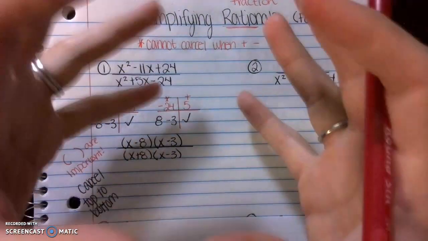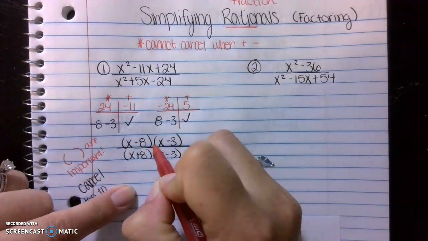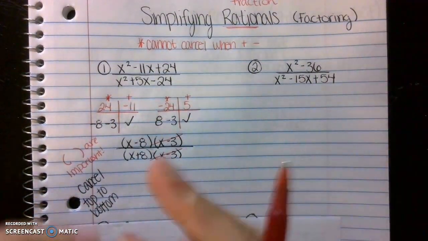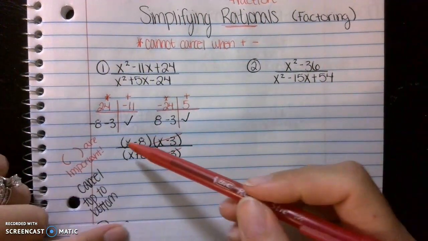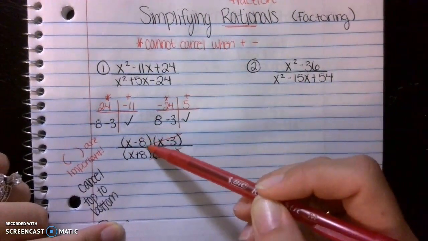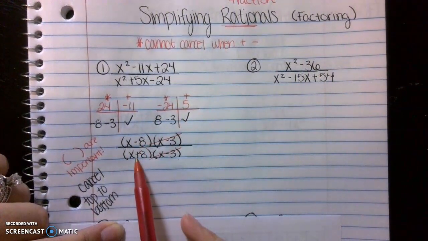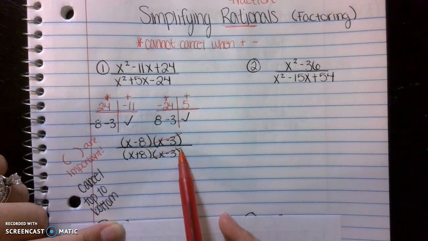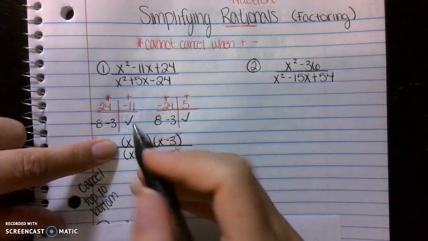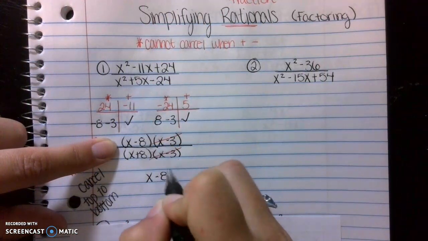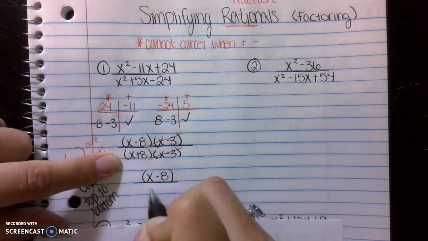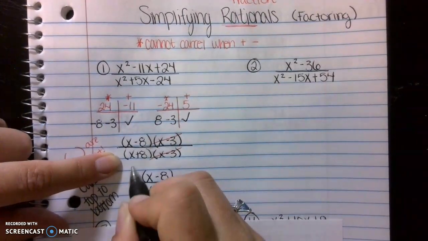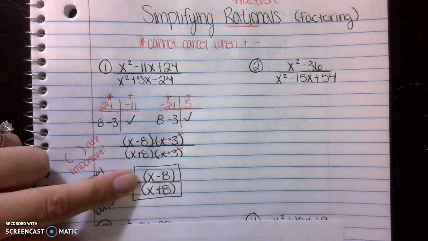So as a whole group, this is staying all together, x minus 3 can cancel with x minus 3. We have to keep that whole group together. I cannot go like this with my x's and my 8s, because there's addition and subtraction inside of these parentheses. But I can look at them as a whole group. So looking at what's left over, I have x minus 8 as a whole group over x plus 8 as a whole group. I cannot cancel any more things because these are all one group.